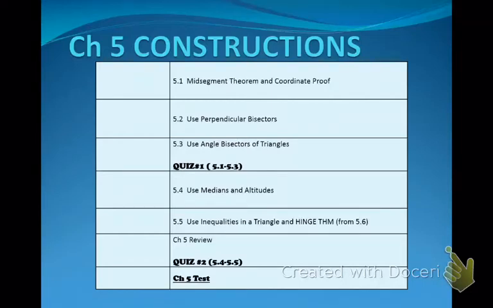Okay, so we're starting into Chapter 5 now, and most of Chapter 5 is about constructions. Constructions are just ways of creating geometric figures using nothing but a straight edge and a compass. We'll get into that a lot in class. It's one of those things that needs to be a lot of hands-on stuff, and so we'll do that in class.